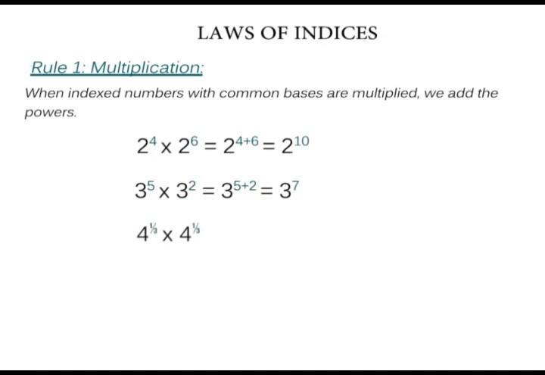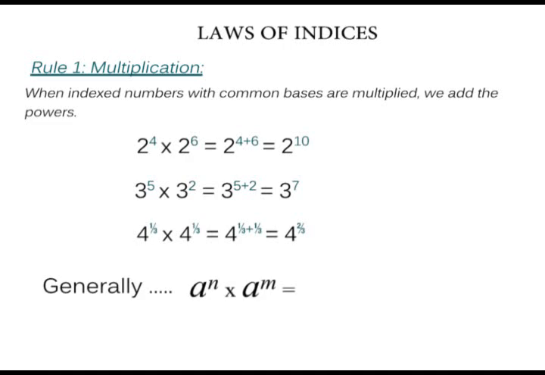4 raised to a third times 4 raised to a third is equal to 4 raised to 2/3. In general, a raised to n times a raised to m is equal to a raised to m plus n.